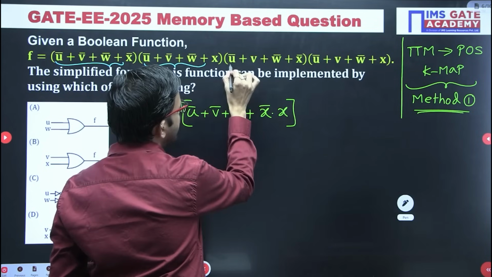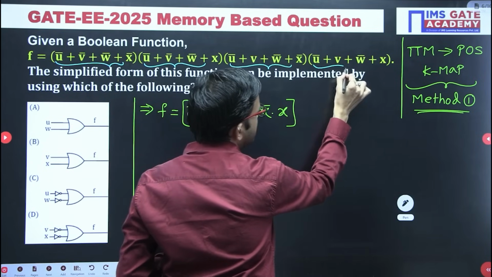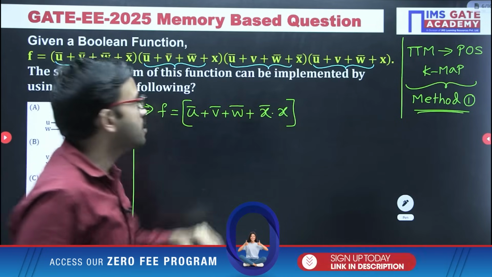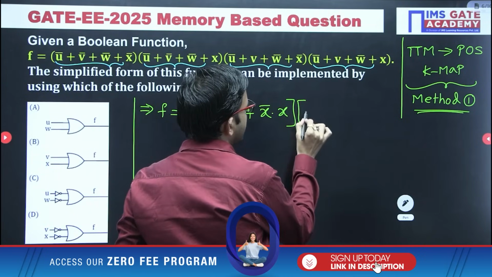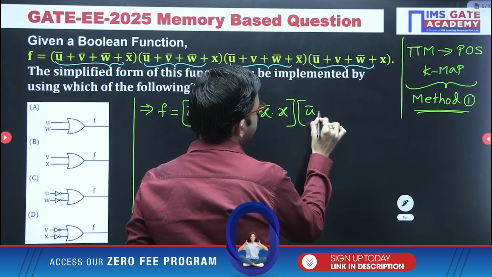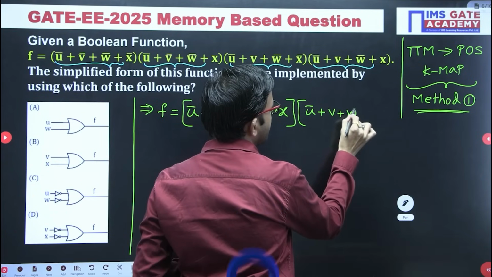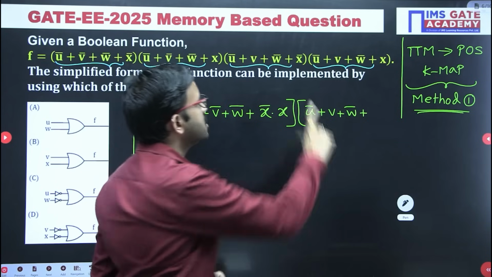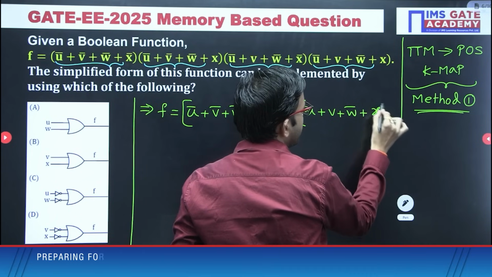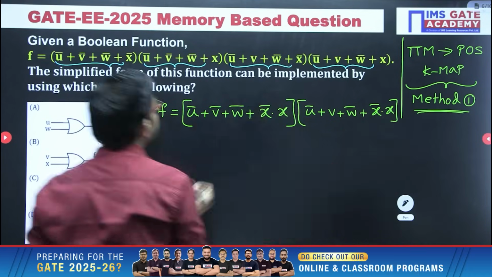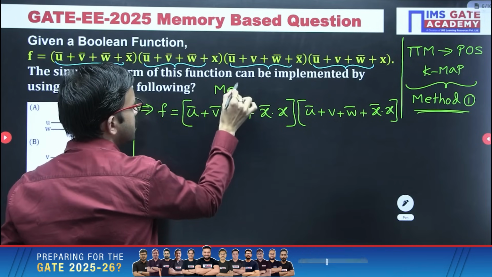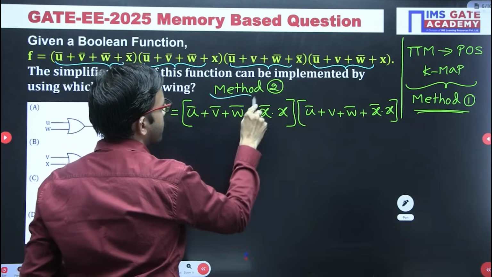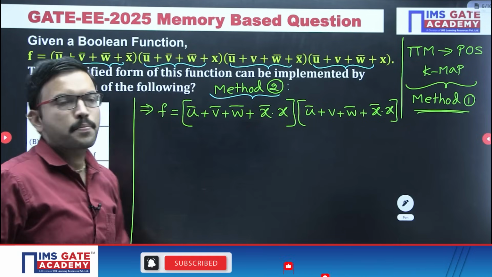Okay, similarly you can observe these two brackets. In these two brackets, this portion is common, yes or no? u bar plus v plus w bar. In both the brackets it is the same. Now up to here, whichever part is common, we have copied. Now among the leftover variables, logical AND, x bar into x. Okay, this is method 2. Just for reference, here I am mentioning this is method 2. Okay, right, fine.